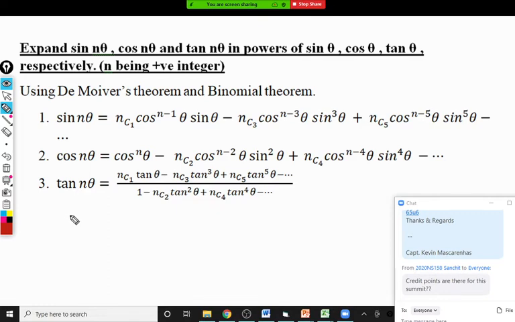Obviously we have to use the second power of cis θ, that is (cos θ + i sin θ) raised to 2. By de Moivre's theorem we know this is cos 2θ + i sin 2θ. This is the value by de Moivre's theorem.